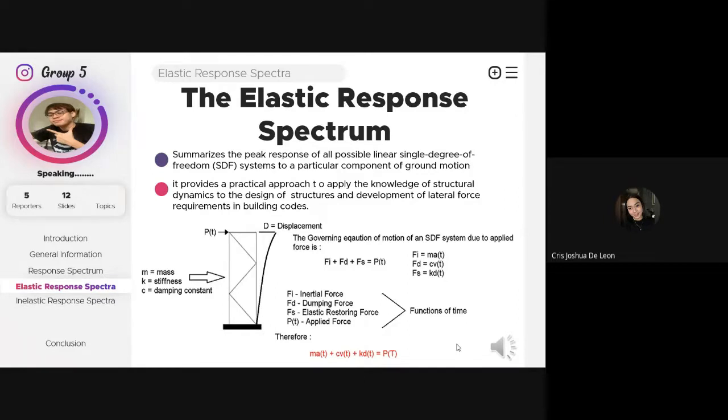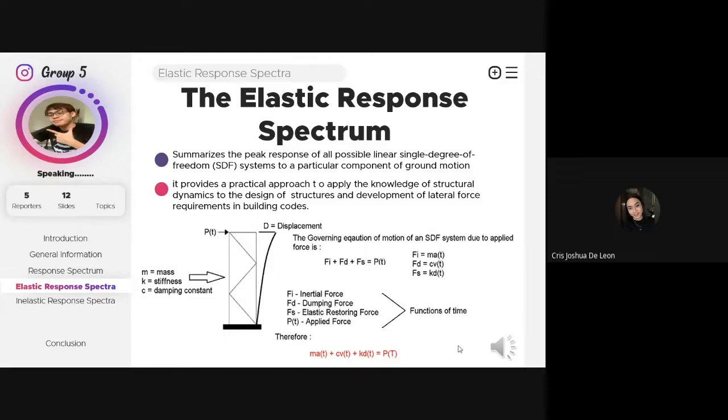Tapos, here is an example of a structure subjected to force P, where properties have mass, stiffness, and damping constant. Tapos magkakaroon siya ng displacement due to lateral force P. The governing equation of motion of an SDF system due to applied force is Fi plus Fd plus Fs equals P sub t, where Fi equals mass times acceleration, Fd equals C times the velocity, Fs equals K times the displacement, where Fi is the inertial force, Fd is the damping force, Fs is the restoring force, and Pt is the applied force.